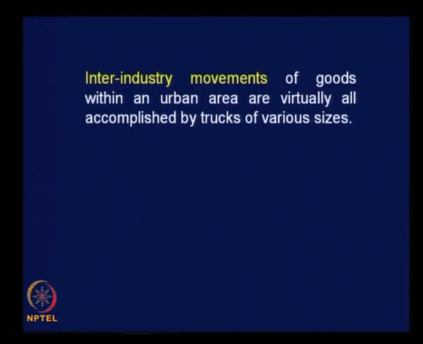Then about inter-industry movements within the urban area, or movement between economic activity centers, virtually all are accomplished by trucks of various sizes, not lighter vehicles. Why? Because it is a movement of semi-finished products normally between economic activity units. When they do it for a production process, they cannot just move these commodities using small sized vehicles. It will always be truck movement, even though it is within the urban area, because of the necessity related to the process, right.